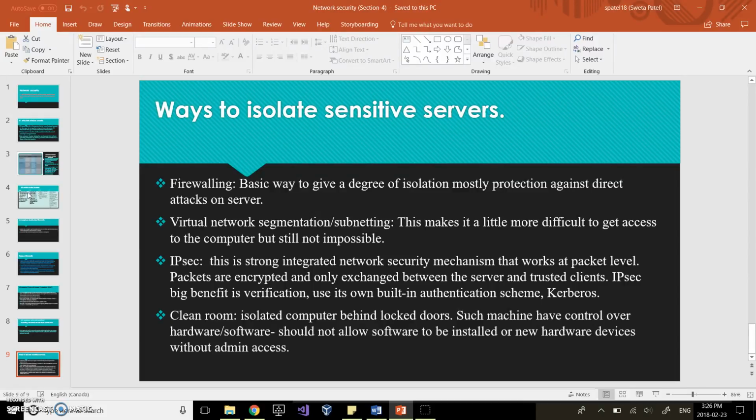IPsec is a strong integrated network security mechanism that works at the packet level. Packets are encrypted and only exchanged between the server and trusted clients. IPsec's big benefit is verification. It uses its own built-in authentication scheme, Kerberos. Clean room: there is an isolated computer behind locked doors. Such machines have control over hardware and software, and should not allow software to be installed or new hardware devices to be added without admin access. So this is all about part 4 of the video.